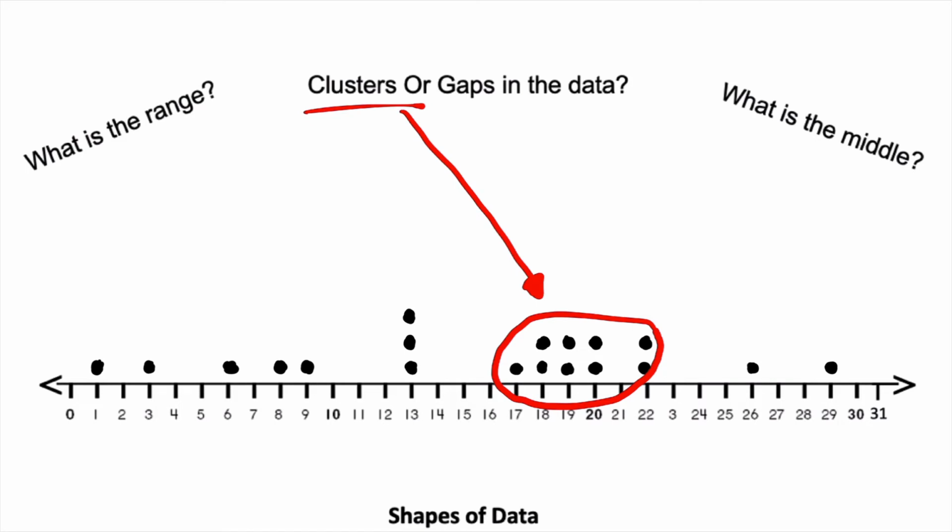Any more clusters? There's a cluster here, right, at 13. We have a special name for that cluster. It's called the mode. Mode means the biggest. Anytime you hear the word mode, think of this. That means the most. Where's the highest? 13. Okay.